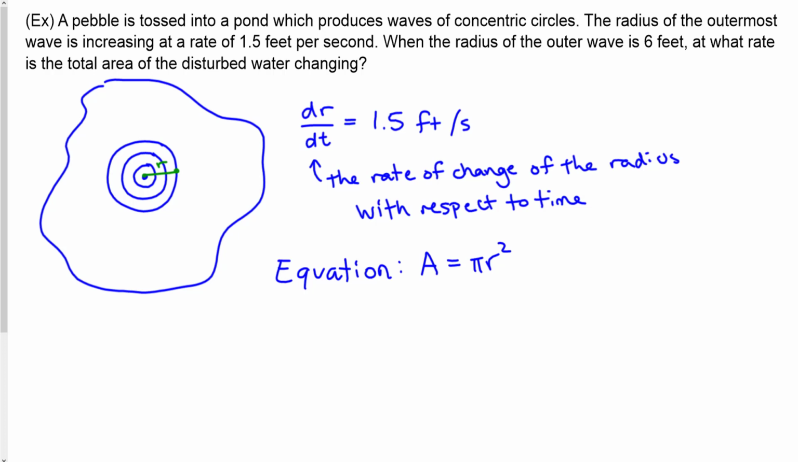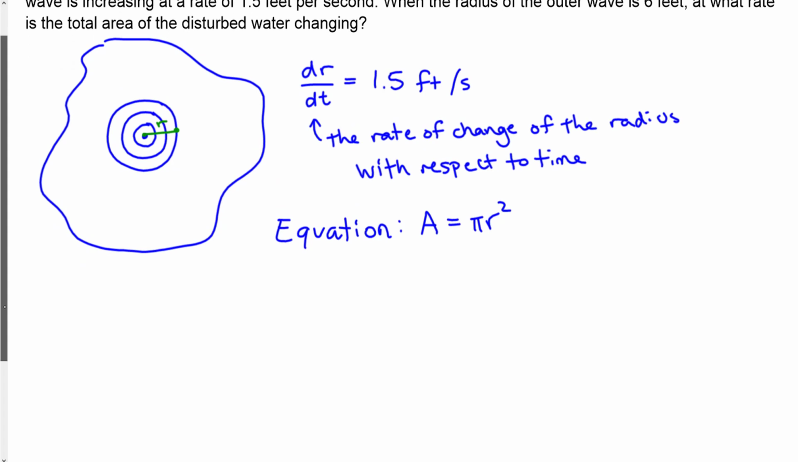This is comparing area and the actual radius of the circle, but it's not comparing the rate of change of either one of those. So we need to differentiate this. In order to differentiate this, we have to use the process of implicit differentiation with respect to a third variable. So we have our equation.